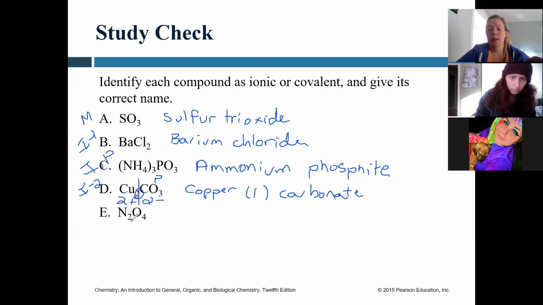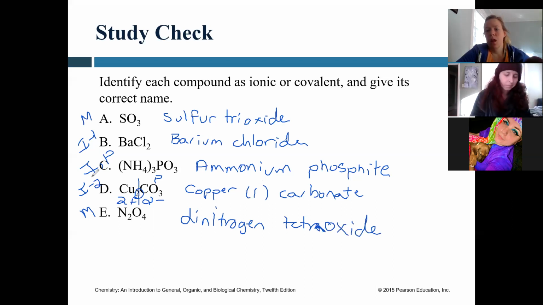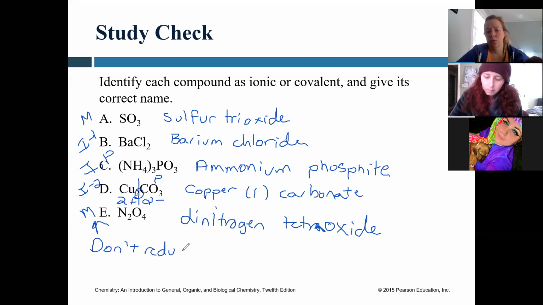This final thing here is molecular. We've got 2 nonmetals, so I use prefixes: dinitrogen tetraoxide, or tetroxide. 2 and 4, like if you're thinking, oh, that could get reduced down to 1 and 2, we don't reduce molecular, okay? Don't reduce molecular.